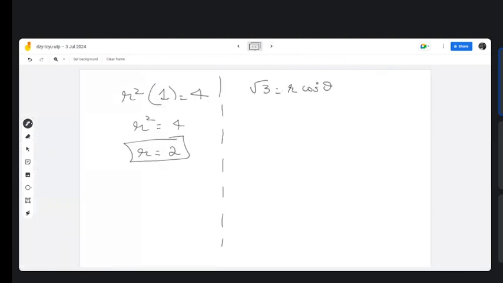Let me try solving this. I'll keep the root 3 as it is. We know the value of r. I put 2. I write cos theta as it is. The 2 goes to the denominator. It becomes root 3 by 2. Okay, mark that. Now, this is my first assumption.